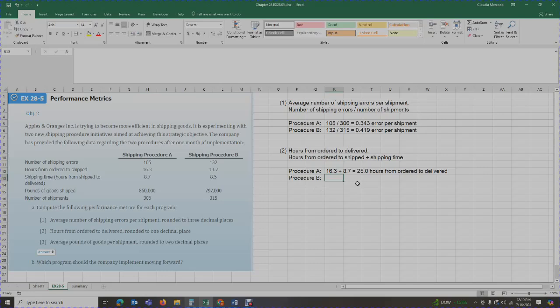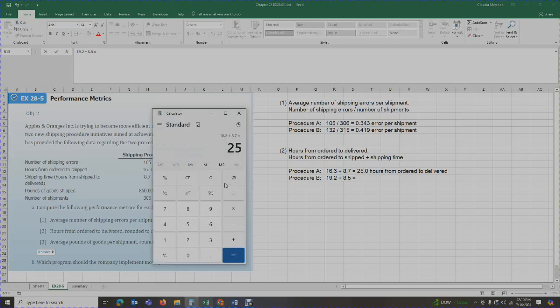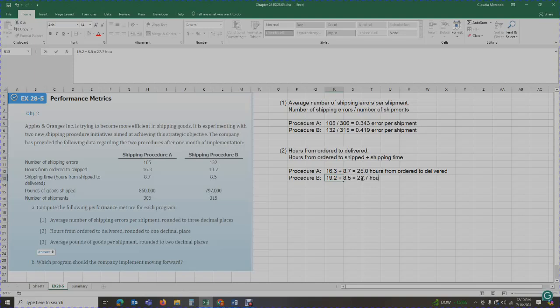Using procedure B, we're going to have 19.2 hours from order to shipped, plus 8.5 hours for shipping time. So if we get our calculator, that's 19.2 plus 8.5. That's going to give me 27.7 hours from ordered to delivered. So if we look at these metrics, we can see that procedure A takes 25 hours versus 27.7. It takes 2.7 hours less for customers to get their goods from the time the order is placed until it is received by the customer. And that is what we want.